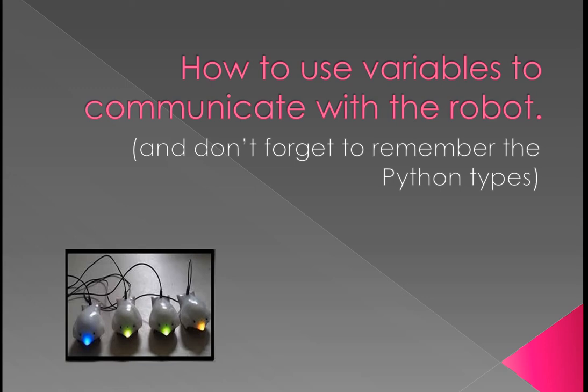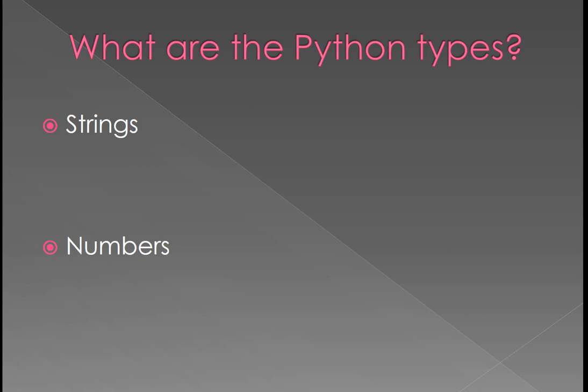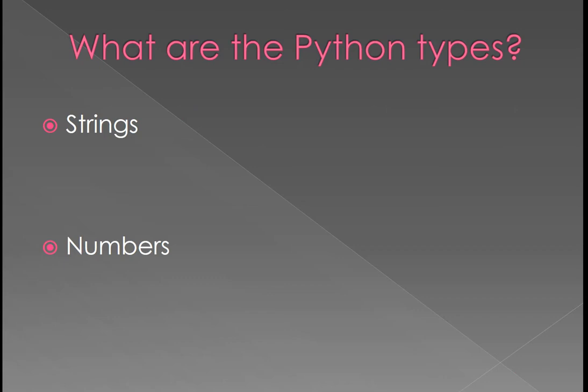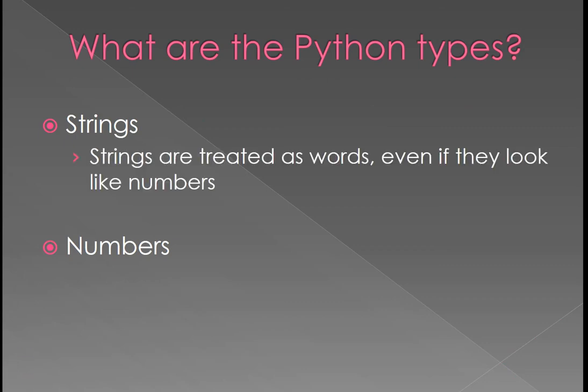Lesson 6, how to use variables to communicate with the robot and making sure that you remember the Python types. So, what are the Python types? You have watched a video about strings. Strings are treated as words even if they look like numbers.